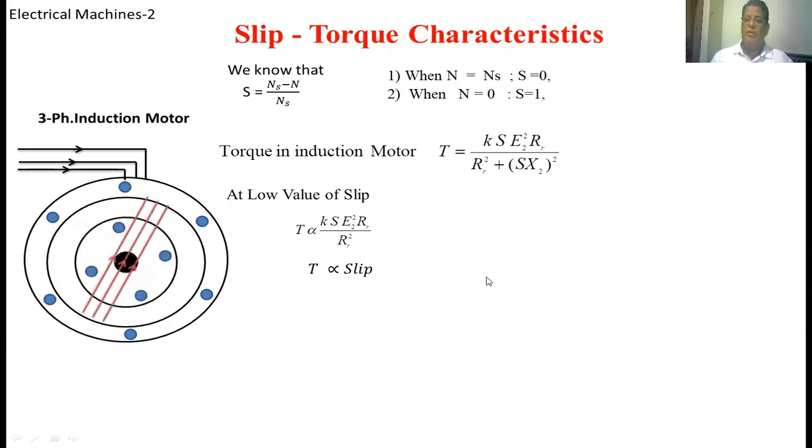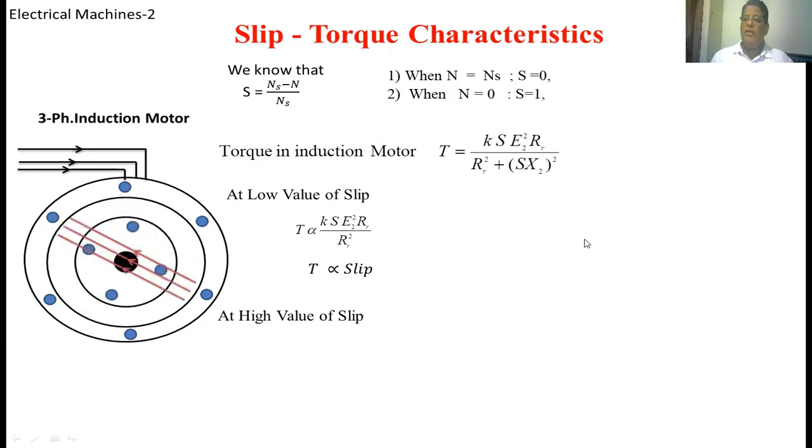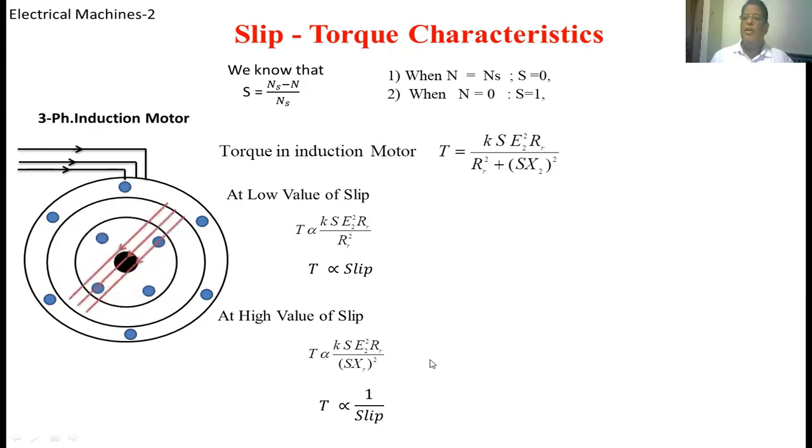For a high value of slip, that is, when the slip is near 1, which happens when the speed of the induction motor is near 0, we neglect R2 square when compared to S into X2 in the denominator. Then the torque developed in the induction motor is directly proportional to K into S into E2 square R2 by (S into X2) whole square. S gets cancelled. So finally we have the torque inversely proportional to the slip of the induction motor.